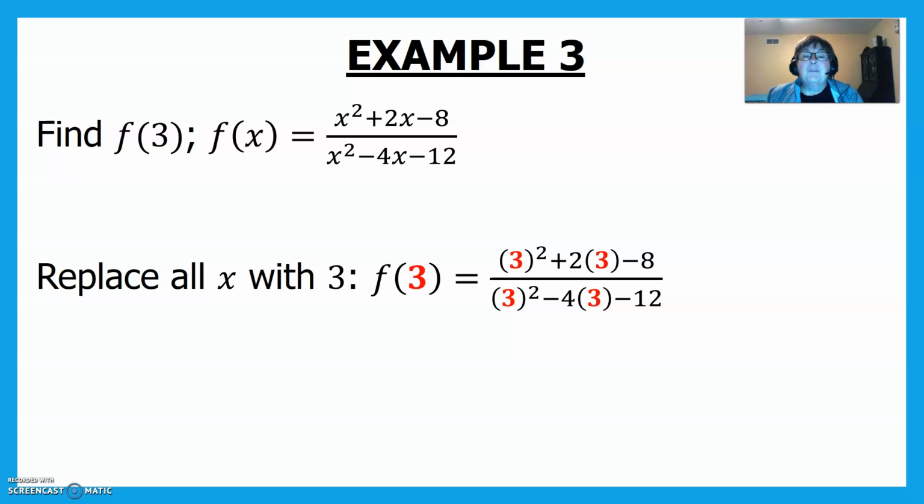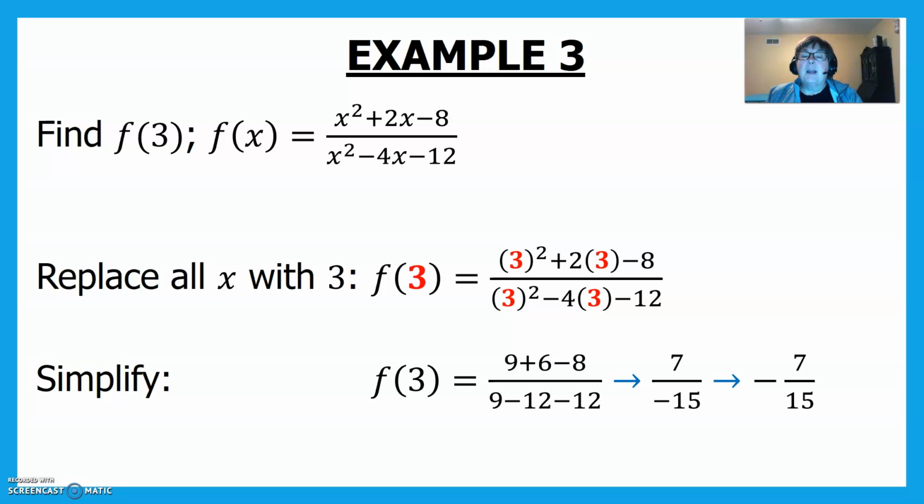And so then I simplify. Well, 3 squared is 9. 2 times 3 is 6, so I have 9 plus 6 minus 8 on the top, and on the bottom I get 9 minus 12 minus 12, because 4 times 3 is 12. And now I work out the math. So 9 plus 6 is 15, minus 8 is 7. 9 minus 12 is negative 3, minus 12 more is negative 15. You can let the calculator do all that work for you. You don't have to do that in your head.